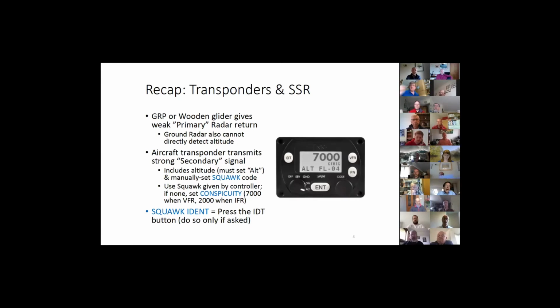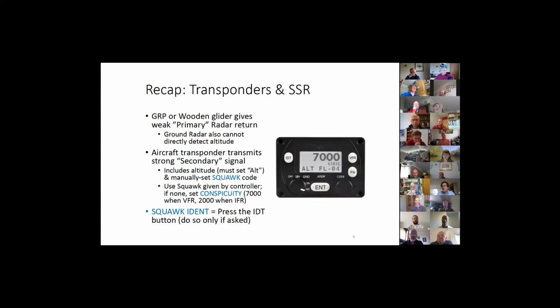A GRP or a wooden glider without a transponder gives a very weak primary radar return on the screen of a radar controller. Weak to sometimes non-existent. It depends on the particular radar. And even if you do give a return on a radar, sometimes when you stop to thermal, the filter on the radar that prevents things like wind turbines and traffic on the roads appearing on the radar filters you out as well. So when you stop to thermal, you disappear off the screen.